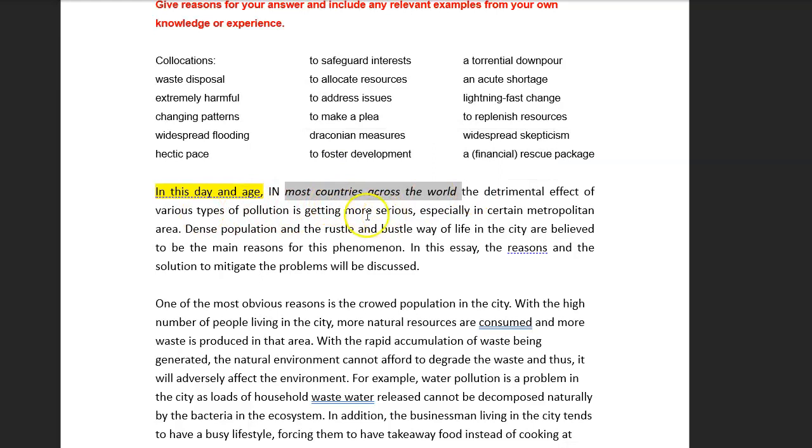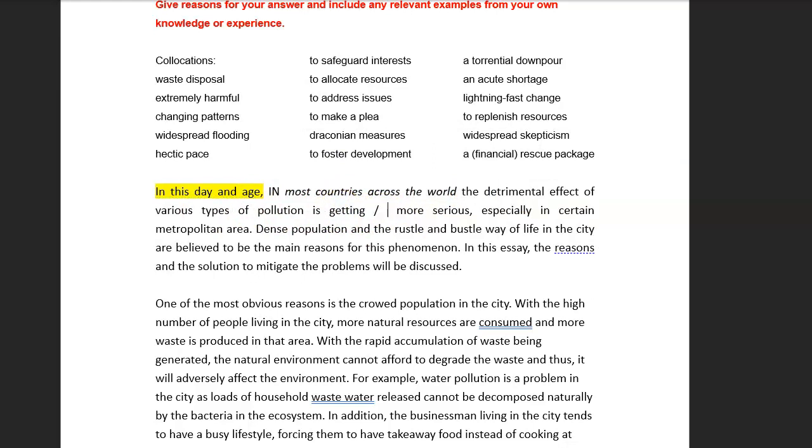Detrimental effects is getting more serious. Instead of getting, we could have becoming. So make sure when you do your corrections, you write down these more kind of grown-up words, if you like, these more academic words, and use them. Dense population.